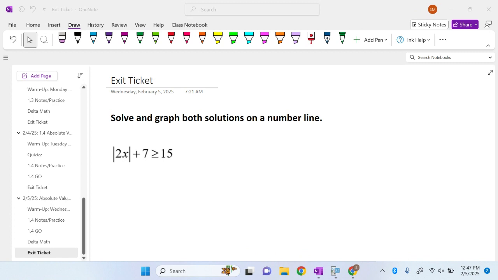And sorry that the lesson ran kind of long today. Absolute value anything always takes forever. The lesson tomorrow should not be nearly as long.